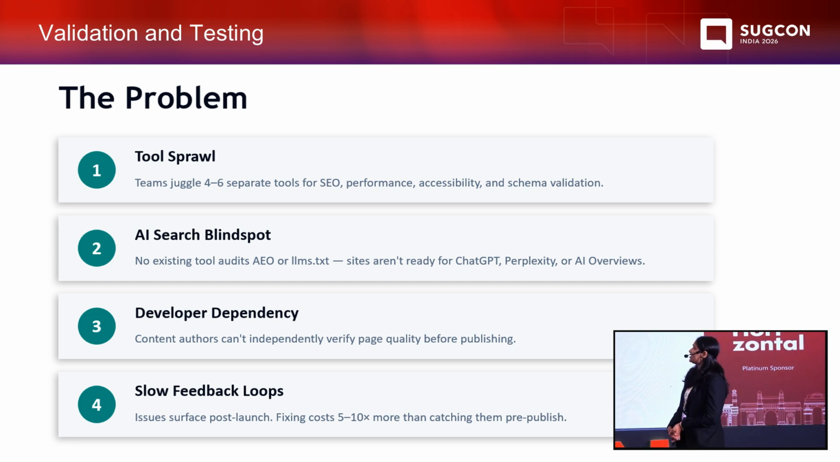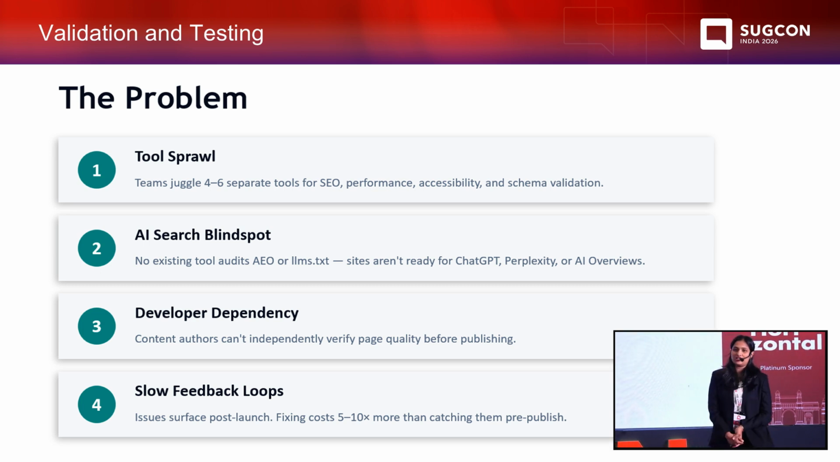Second is the AI search blind spot. Currently there is no existing tool that checks your llms.txt file, and you are not sure that your site and your brand are visible to AI like ChatGPT, Gemini or Claude. Third one is developer dependency. Content authors and content editors can't independently check whether a page is properly valid for the LLM, so they continuously require the developer.